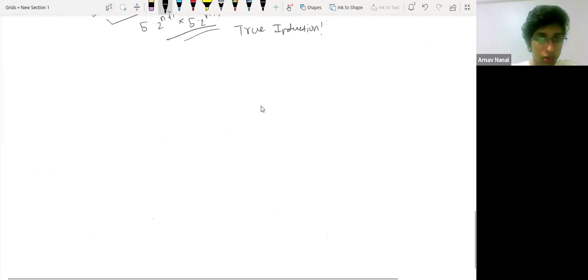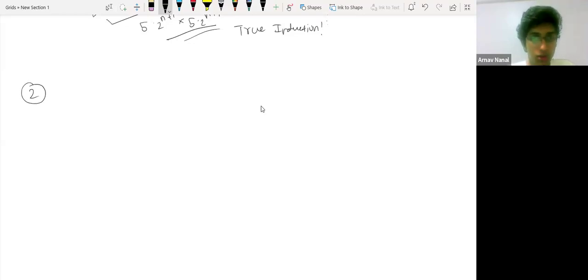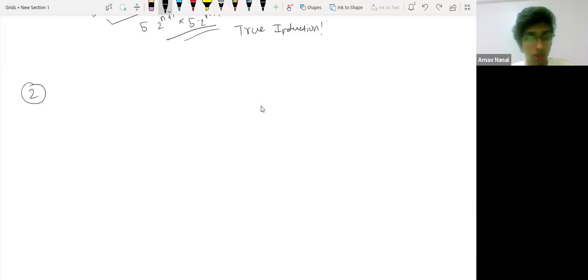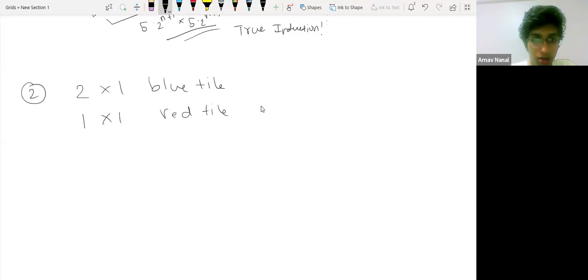I believe you had a class on recurrence also, right? Let me just use some basic recurrence type of thing. Not exactly. So the question is now about a 2n plus 1 board. Let me define the problem first. You have 3 types of tiles available. You have a 2 cross 1 blue tile, a 1 cross 1 red tile, and a 1 cross 1 green tile.